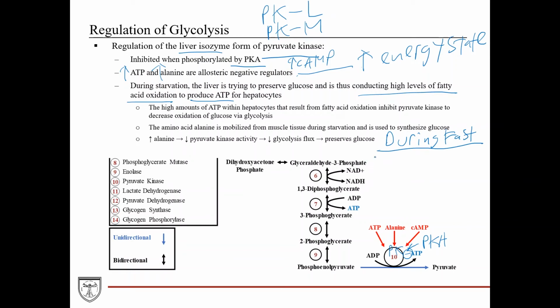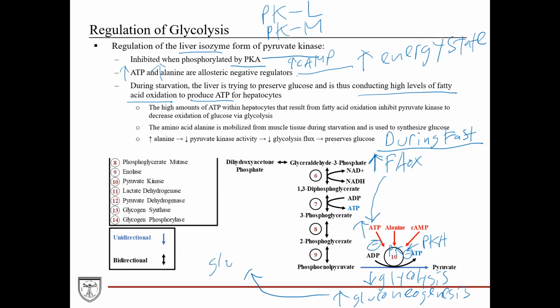So a thing to point out here is during fasting, so during a fast or starvation, you have a number of things that are going on. So in the liver, you're going to have increased fatty acid oxidation. What does that result in? High levels of ATP. And ATP is going to inhibit pyruvate kinase, which will decrease glycolysis. And why are you trying to decrease glycolysis in the fasting state in the liver? It is so that you can increase the capacity to carry out gluconeogenesis, which will synthesize glucose for peripheral tissues.